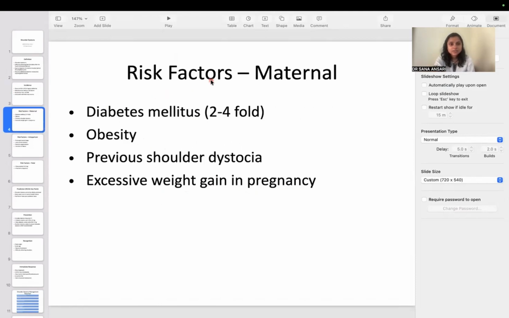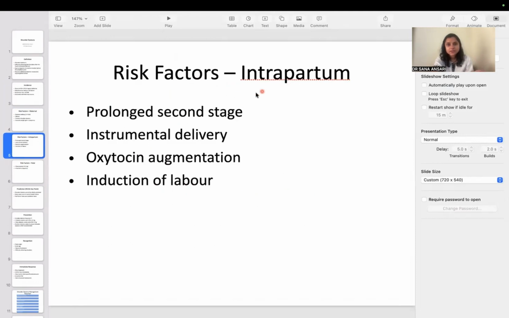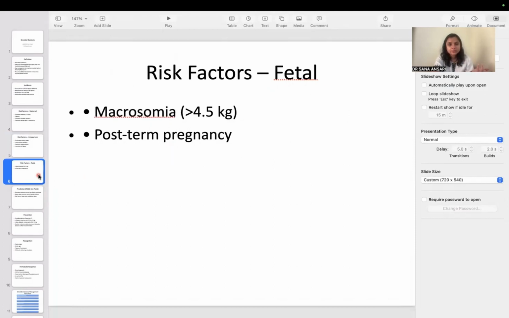Now, the risk factors include maternal, fetal, and intrapartum risk factors. On the maternal side, diabetes increases the risk 2 to 4 times more. Also if she's obese, if there is previous history of shoulder dystocia, or if there is excessive weight gain in pregnancy. Intrapartum risk factors are prolonged second stage of labor, use of instrumented delivery, and if you have induced or augmented the labor. Fetal risk factors are macrosomia, baby weight more than 4.5 kg, or a post-dated pregnancy.